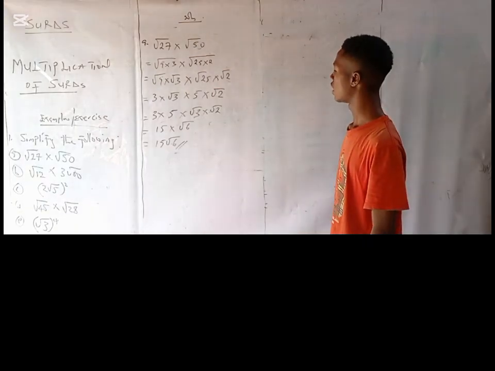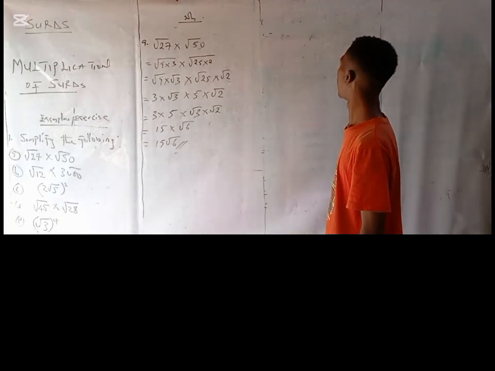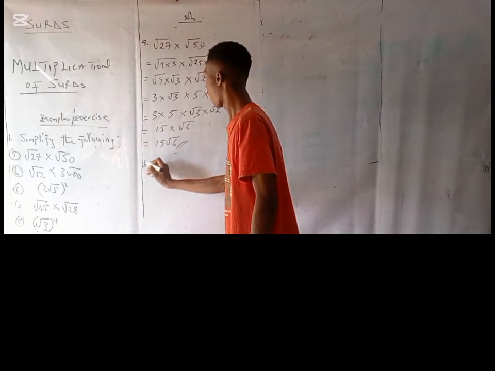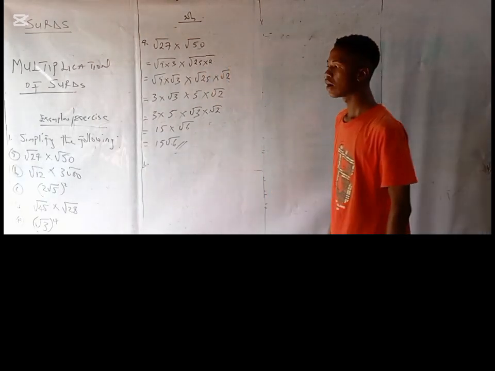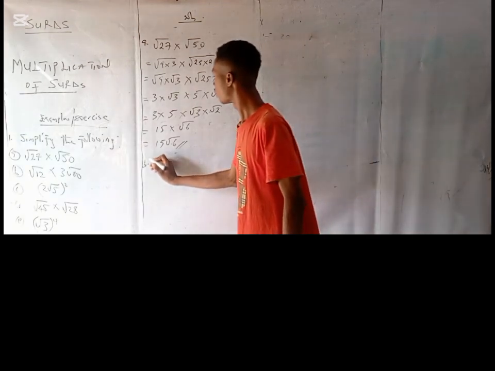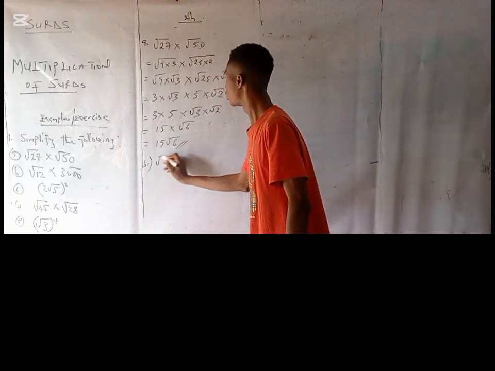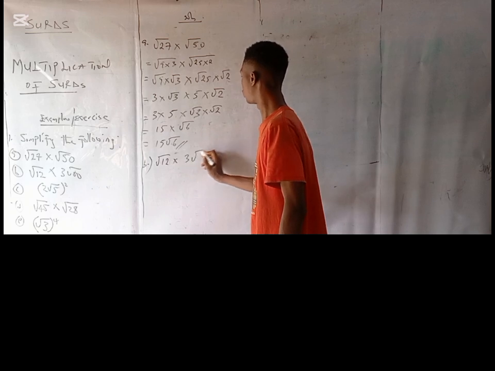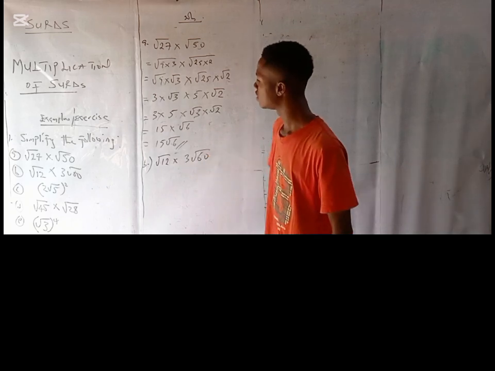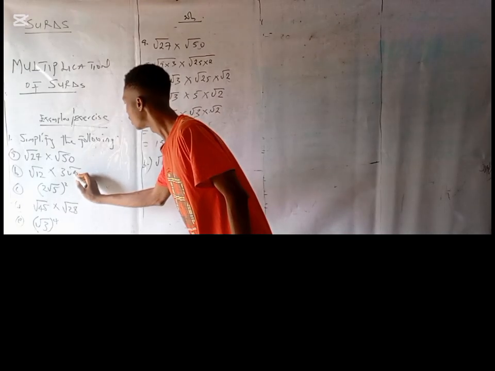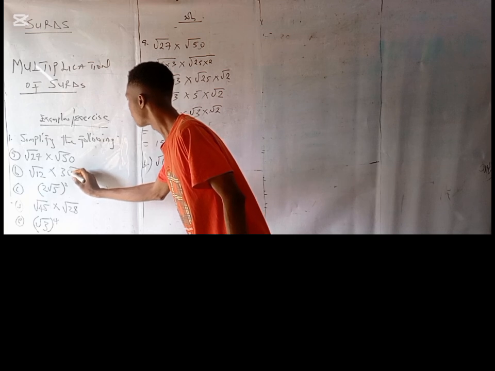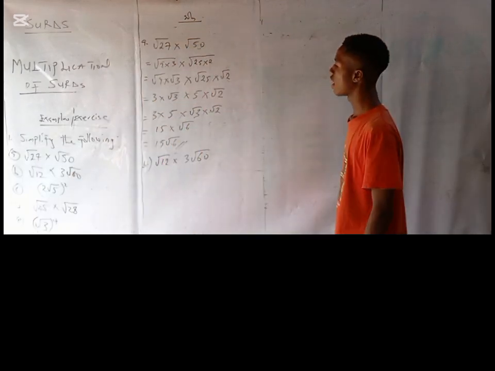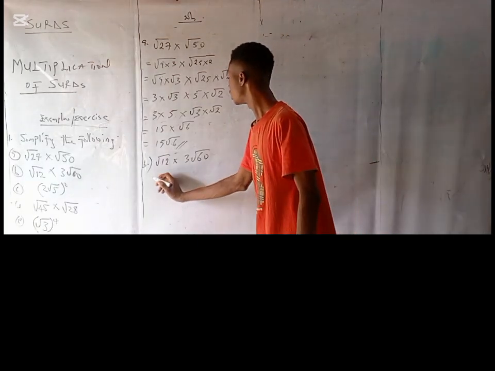So going for letter B. Now what do they give us there? For letter B, root 12 times 3 root 60.